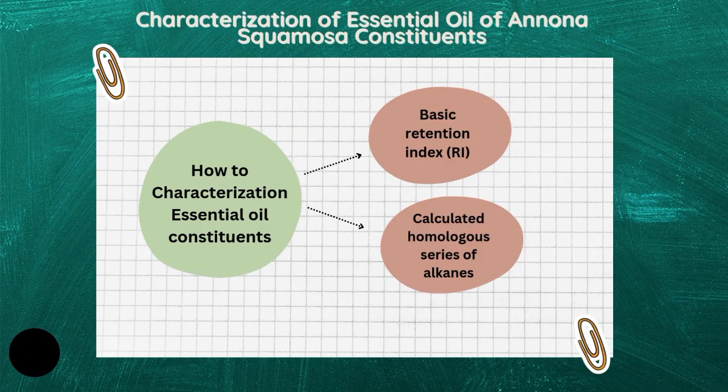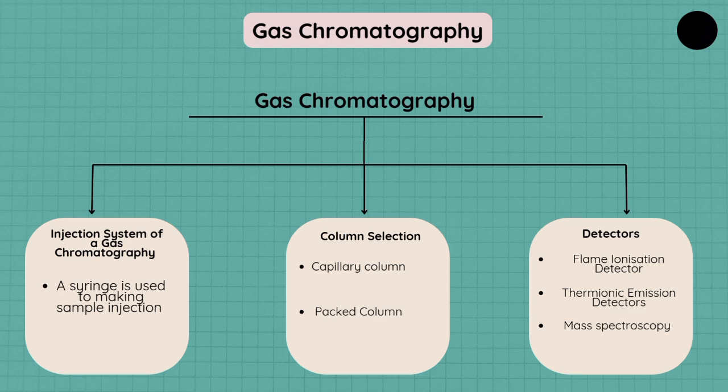Characterization of the essential oil constituents of the leaf of Annona squamosa can be carried out using the retention index, RI, calculated using a homologous series of alkanes, and by comparing the mass spectra and retention data. In gas chromatography, many different types of syringe are used for sample injection. The injected sample should not be large in size and should enter the column.